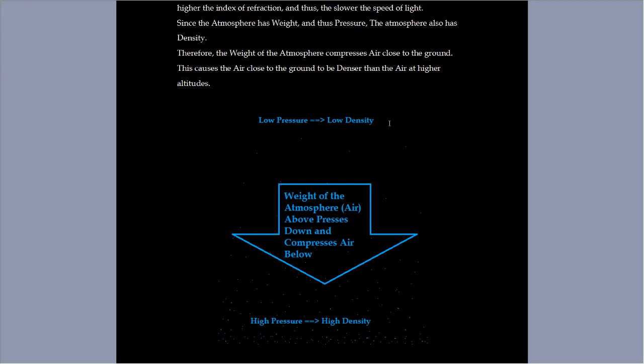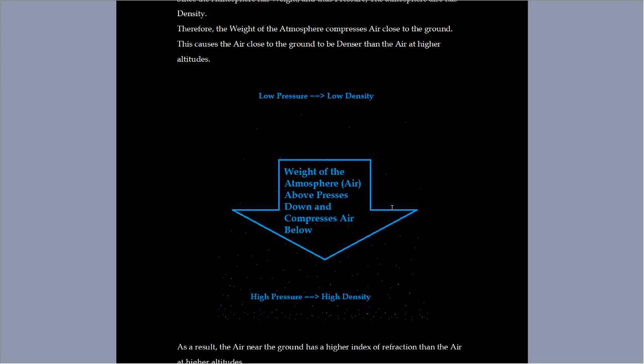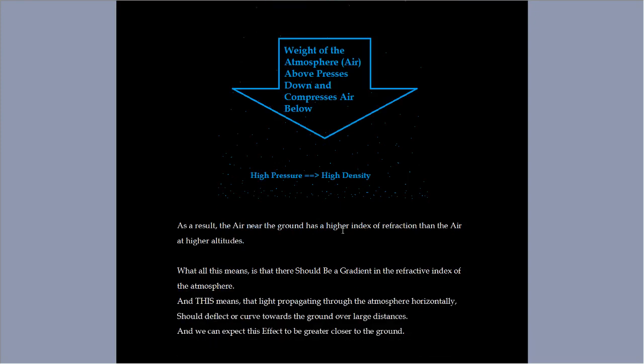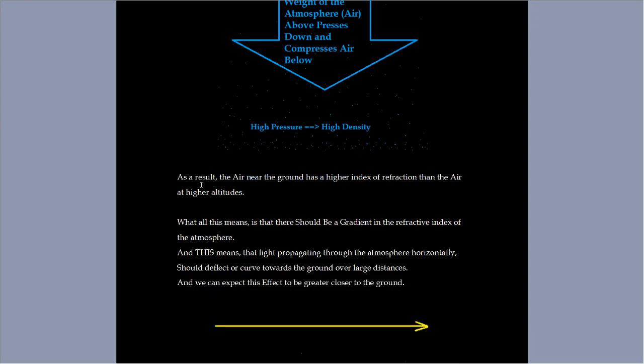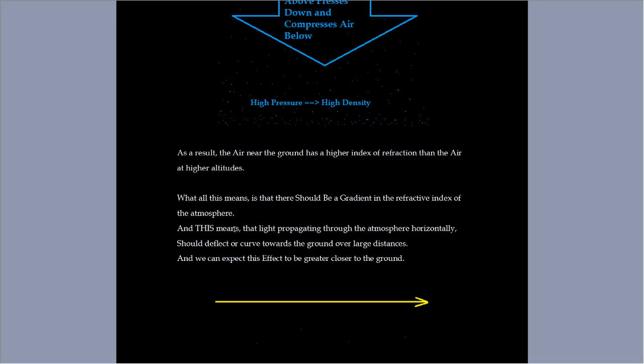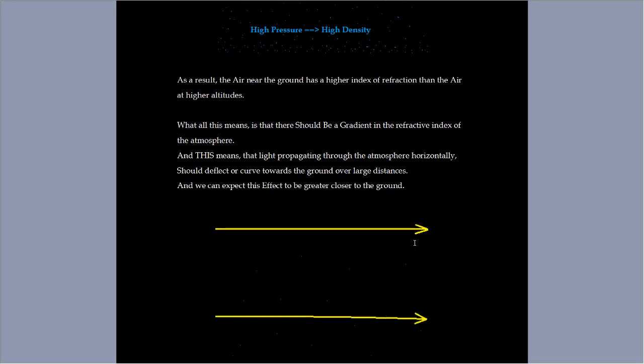At the top here we see we have low pressure, which yields low density, and at the bottom we have high pressure, which yields high density. As a result, the air near the ground has a higher index of refraction than the air at higher altitudes. What all this means is that there should be a gradient in the refractive index of the atmosphere. And this means that light propagating through the atmosphere horizontally should deflect or curve towards the ground over large distances. And we can expect this effect to be greater closer to the ground.